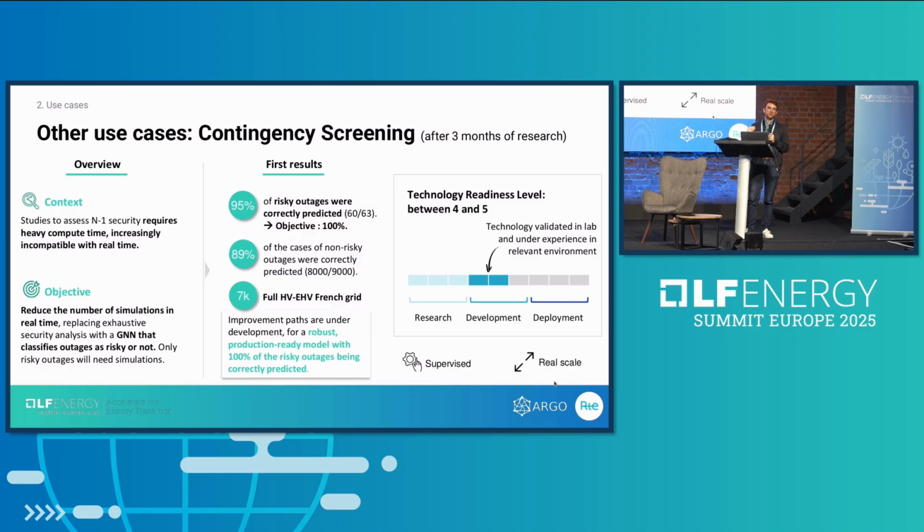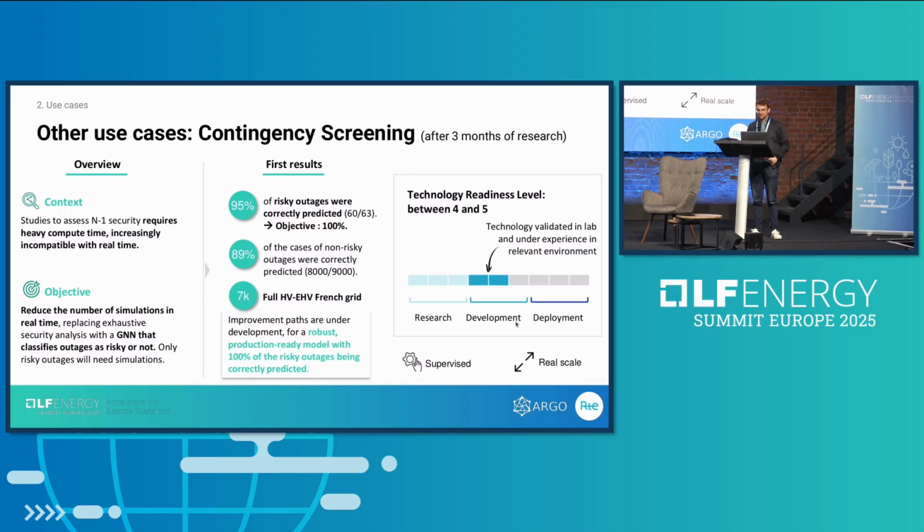To do that, you need to perform n simulations, so n computations to test all the n-1 cases. Here we want to accelerate that by using a single graph neural network that will directly flag the contingency as risky or not. So it's really an edge-level classification using a graph neural network. So once again, instead of having n computations, we only have 1.